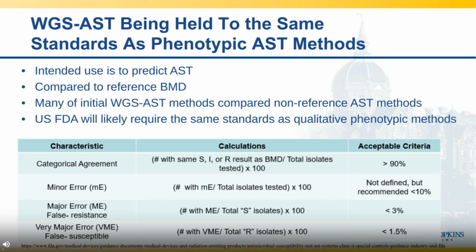Are they major errors, where you're calling something falsely resistant, and you have to keep those below 3%, or very major errors, which are the errors that scare me the most, when you're calling something falsely susceptible when they're indeed resistant, and the FDA requirement there is less than 1.5%. We're going to have to have our predictions be within these similar expectations to what we have with phenotypic ASTs.